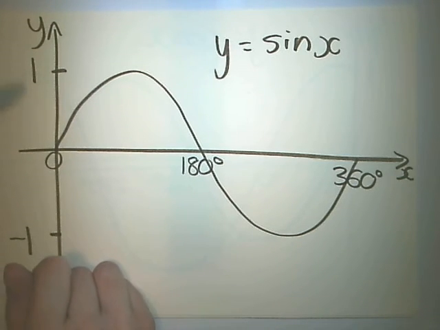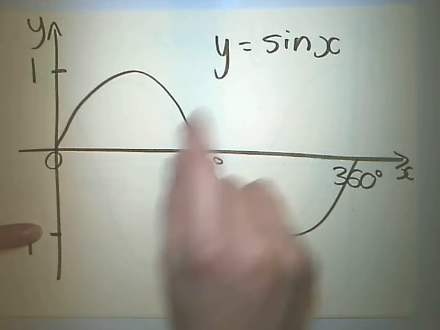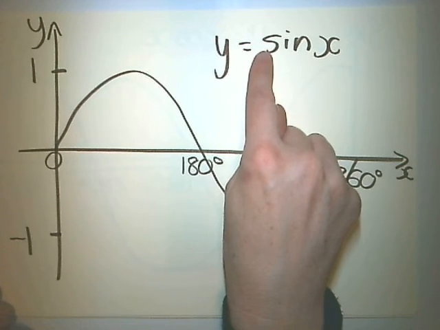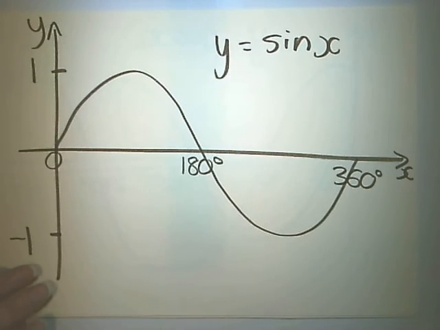Now, it goes up to 1 and down to -1 if there's no number here, because if there's no number here, it means 1 sine x. If there was another number, that would change these, and we'll discuss that later.